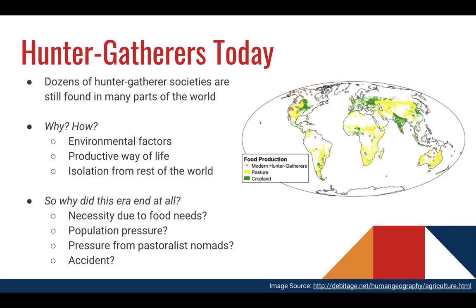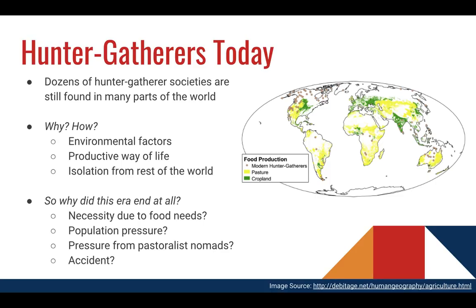Now, there still are hunter-gatherers today. I don't want to spend too much time on it today, but there are still dozens of hunter-gatherer societies found in parts of the world, and you may have heard of some of these. And you might say, well, why didn't they farm? Why don't they do what the modern people do? And there are several possible explanations for this. There are environmental factors. Perhaps those people live in areas where it was difficult to farm, and perhaps in jungle territories where it's easier to hunt and gather. They might have just been isolated from the rest of the world.